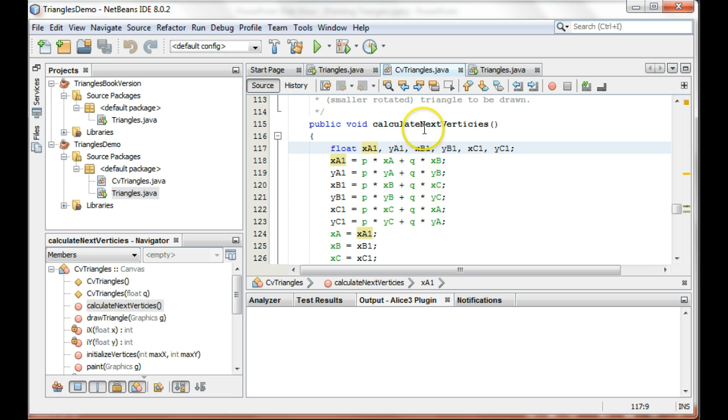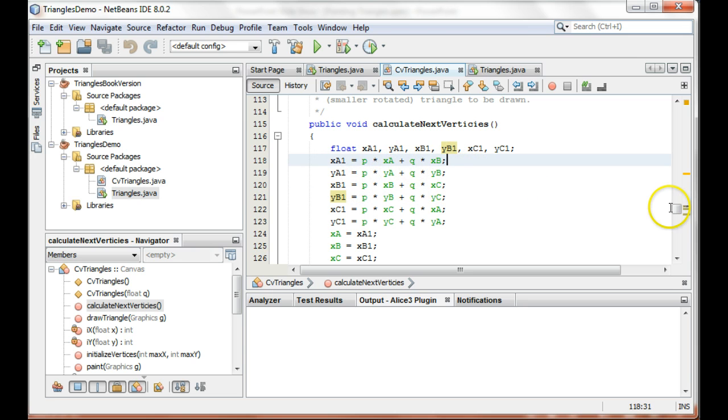What we have here is this bit where we're calculating the subsequent vertices. Point A1 is going to be XA1 comma YA1, and the next vertex is going to be XB1 YB1. So we have this general formula here for XA1 that equals P times XA plus Q times XB, and it's a very similar kind of formula all the way through. So let's take a closer look at that.